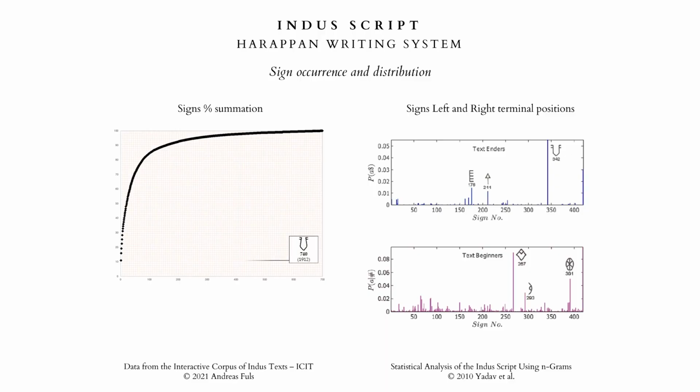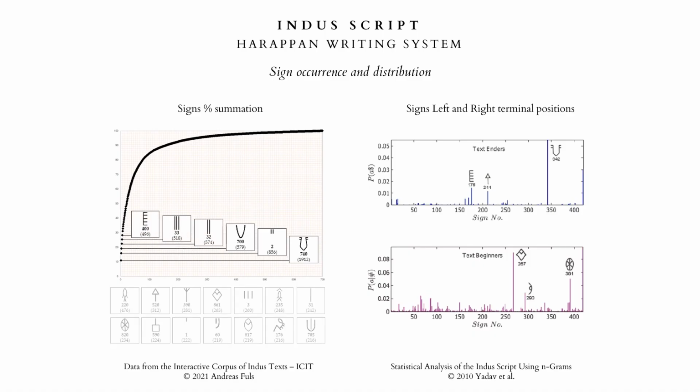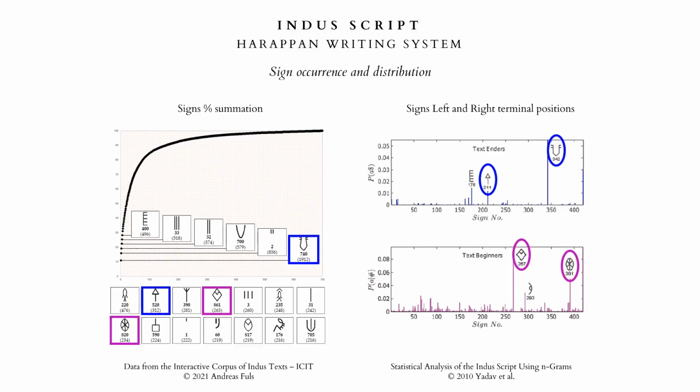One single sign, sign 740 in Wells' corpus, alone accounts for 10% of all occurrences. The top 3 reach 20%. The top 6 reach 30%. The top 20 reach 50%. In most cases, these exceptionally frequent signs occupy specific positions at the beginning or the end of an inscription. In particular, sign 740 occurs mainly at the left terminal position, marking the end of an inscription.